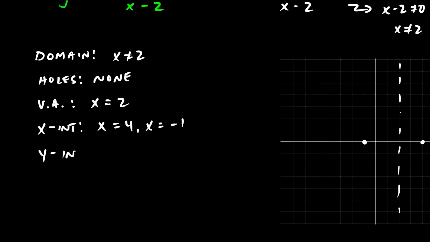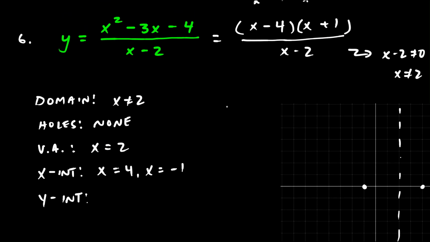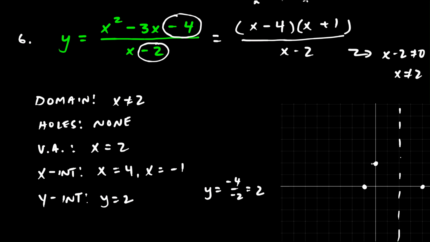Next up is our y-intercept. And in this case, let's go ahead and look at the original function. So if we substitute in 0, the x terms are gone. So another way to find the y-intercept, it's just the constants of the original equation. So we'd have y equals -4 over -2, which is simply y equals 2. So we can go ahead and put that in.